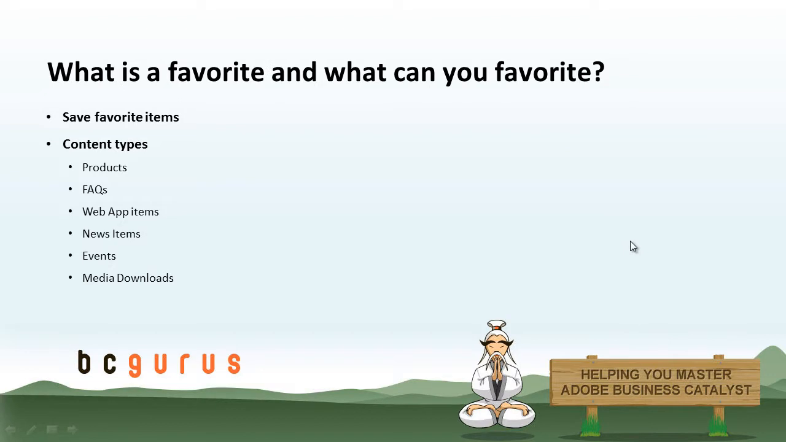So what is a favorite and what can you favorite? You can add the favorites feature to your site to encourage personalization. A favorites list allows site visitors to add commonly viewed items to their favorite list, so that the items can be easily retrieved and forwarded later. Visitors can add many different content types to their favorite list, including products, FAQs, web app items, news items, events, and media downloads. Once an item has been added to their favorites list, visitors can review their list of items by logging in. You do not need to be logged into a specific secure zone in order to view your favorites list. You just need to be logged in. The user is also able to remove existing items from their list while being logged in.